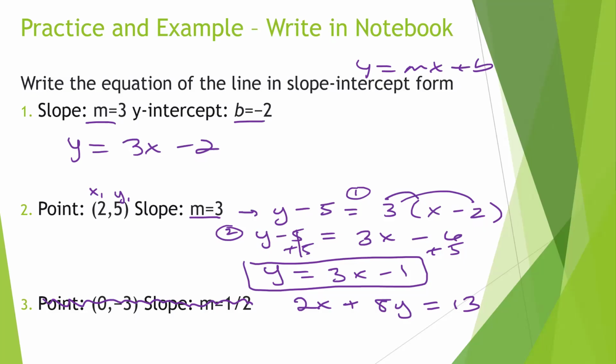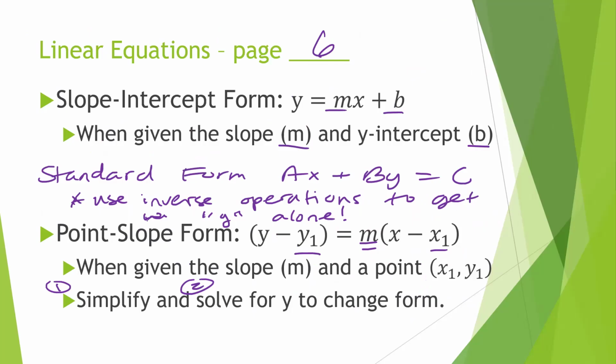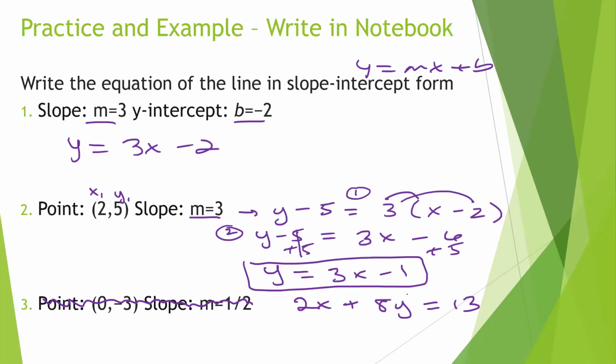All right, on number 3, sorry, I scribbled it out. On number 3, it wants you to get this standard form into y-intercept form. What do we say when we go from standard to y-intercept? We have to get y by itself using inverse operations. Our whole job is to get y by itself. What is the first thing I need to do to get y by itself? Minus 2x. And what I do to one side, I do to the other. So now I'm left with 8y equals negative 2x plus 13, or 13 minus 2x.